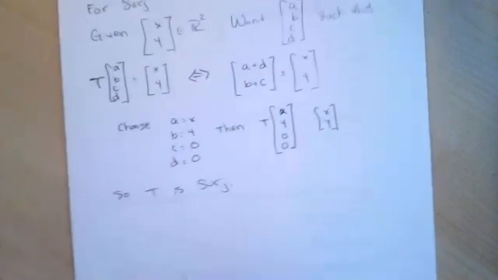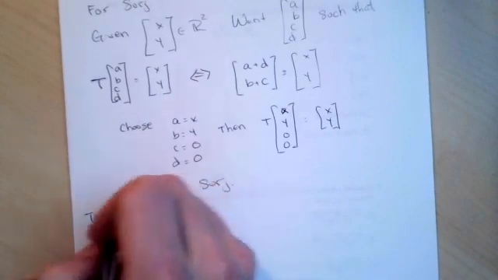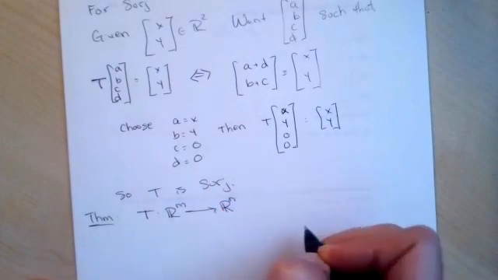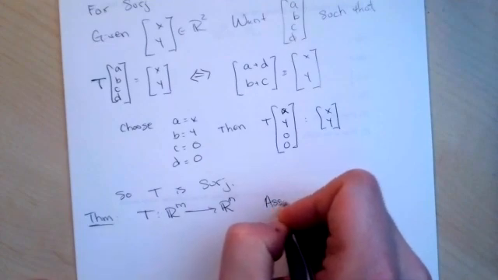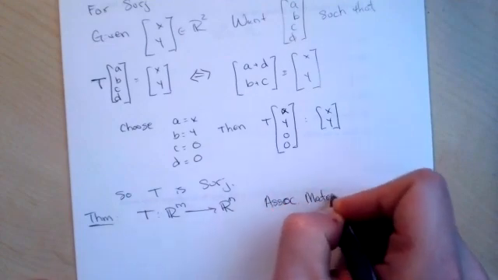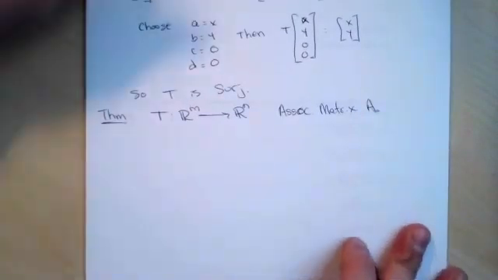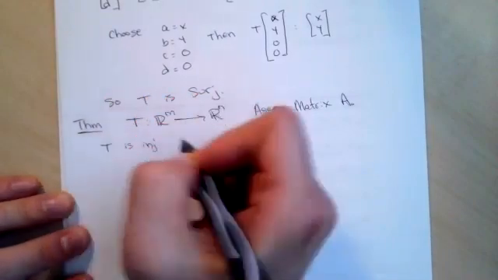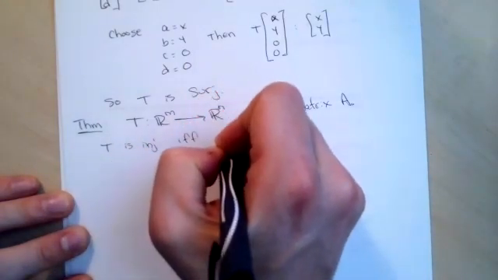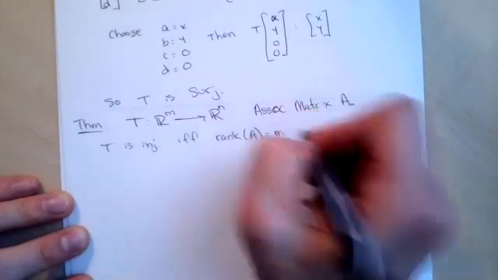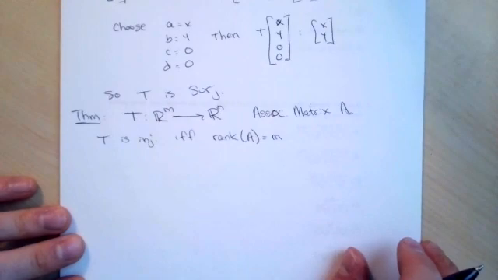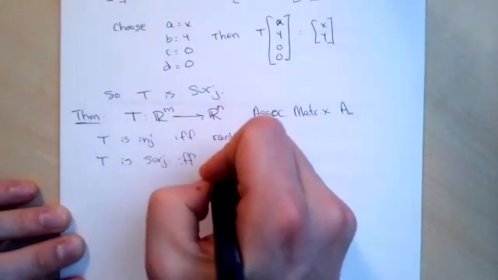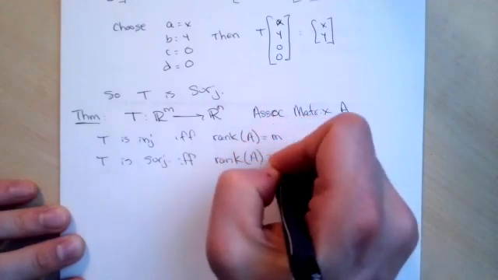So there's going to be a theorem here. Suppose that we have a linear transformation T from R^m to R^n with the associated matrix A. Then T is injective if and only if the rank of A is m, and T is surjective if and only if the rank of A is n.